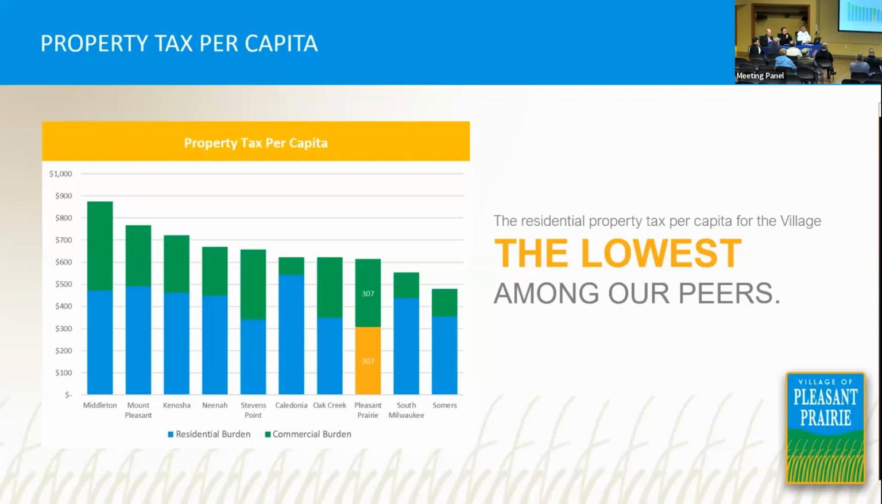So in the graph, the green represents the commercial burden, and the blue represents the residential burden, and the gold represents Pleasant Prairie's residential burden. So because of the well-thought-out planning that this village has always prided itself on, and the recruitment and attraction of businesses, a lot of your tax burden, the 50%, is proportioned out to the business community. Okay? So in other communities, they don't have that luxury, right? They don't have the commercial that's required.